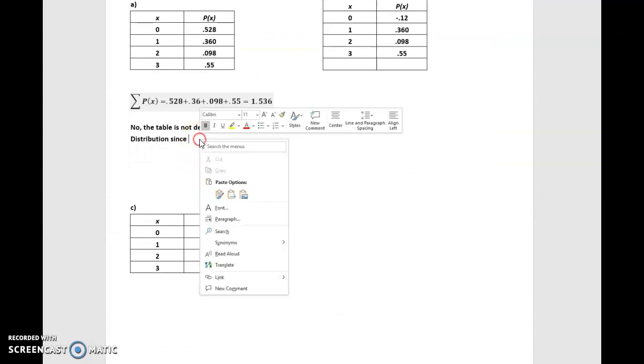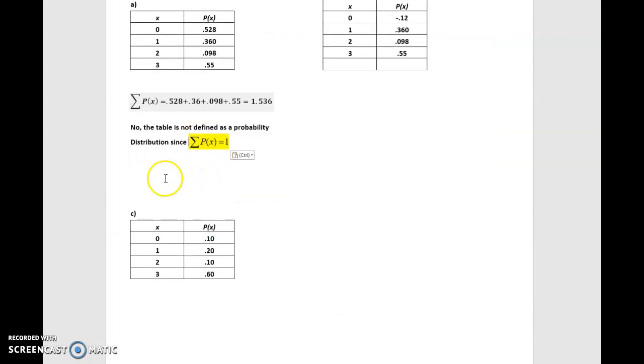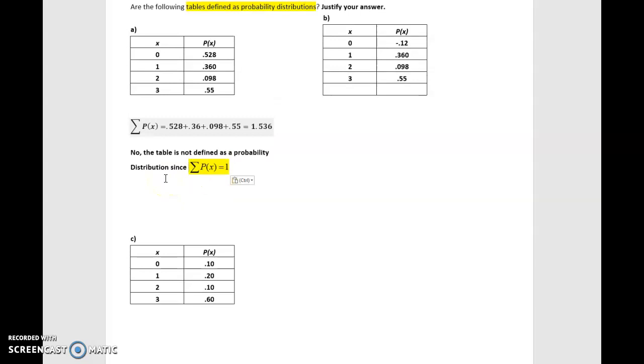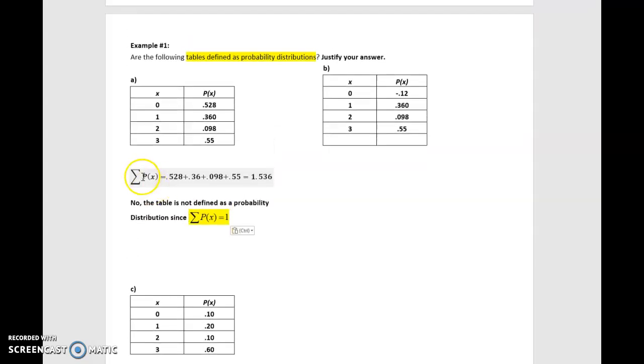So we're looking at a value being 1 or almost 1, like 0.99999. So once again, this one fails. My total sum, I'm getting 1.536, and the table is not defined as a probability distribution.